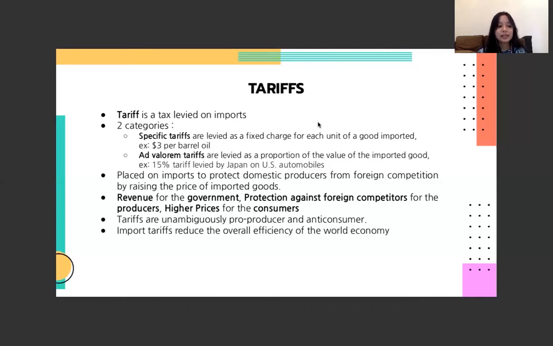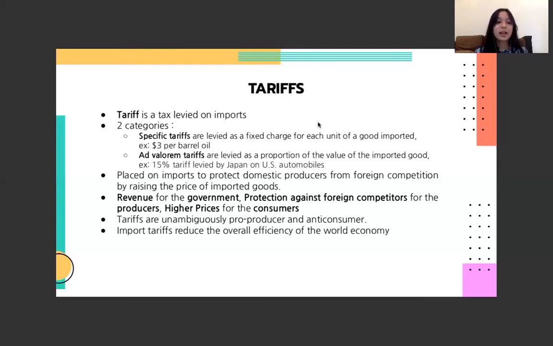The second is that import tariffs reduce the overall efficiency of the world economy. They reduce efficiency because a protective tariff encourages domestic firms to produce products at home that in theory could be produced more efficiently abroad. The consequence of this is an inefficient utilization of resources.